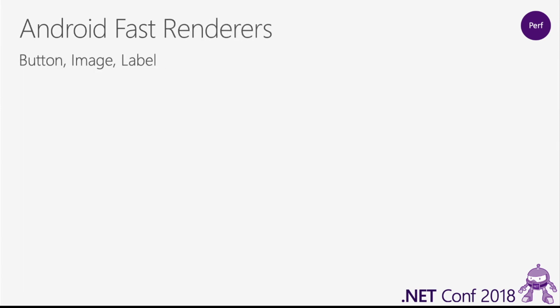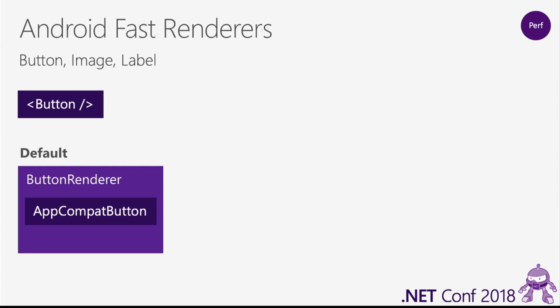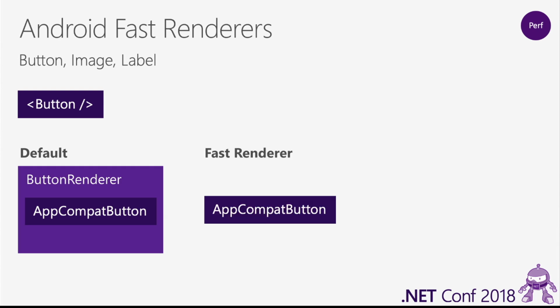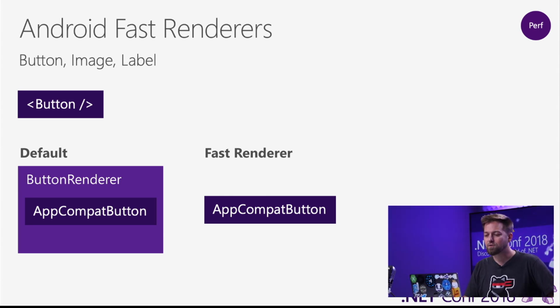Android fast renderers. So if you're a longtime Xamarin Forms user, you're aware of this. If you're new to Xamarin Forms, I'll kind of explain what happens here. When you ask for a button in XAML, what you actually get when that's rendered on Android is a button renderer with the app compat button inside of it. So in terms of Android view inflation, you actually inflate 2 views. So that's not ideal. And more views slows things down, creates deeper nesting in your UI.